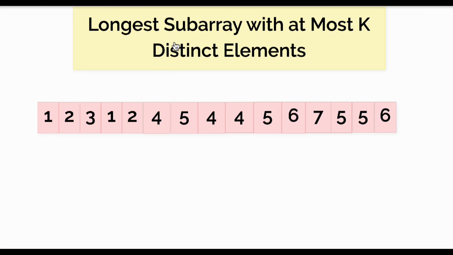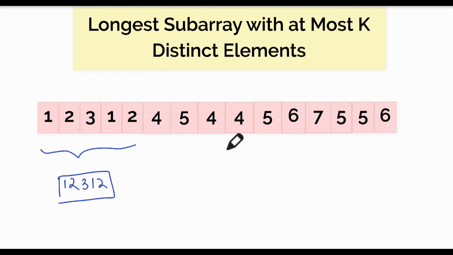The question says find the longest subarray. First of all, let's discuss what a subarray is. Suppose this is a list or array that is given to you. A subarray is basically a subset of this which is made of continuous elements. So for example, let us say this is an array. A valid subset will be something that is continuous. For example, let's say we pick this 1 2 3 1 2. This is just a part of the bigger array and all the elements are in the same order in which they are present in the original array. So that is called a subarray.